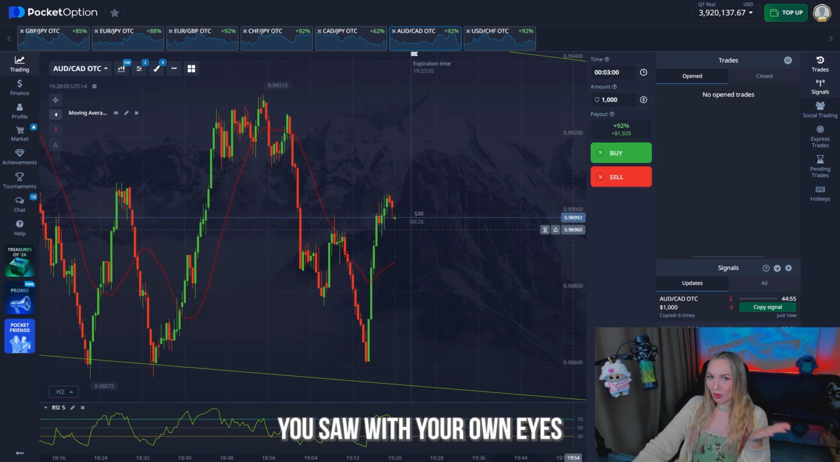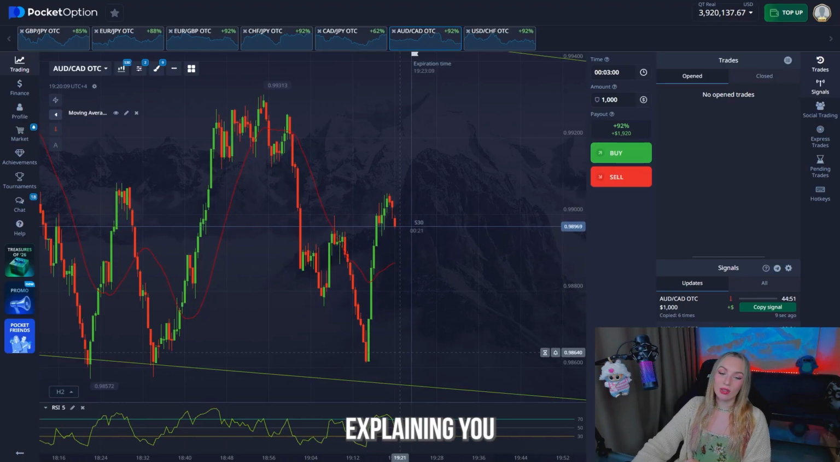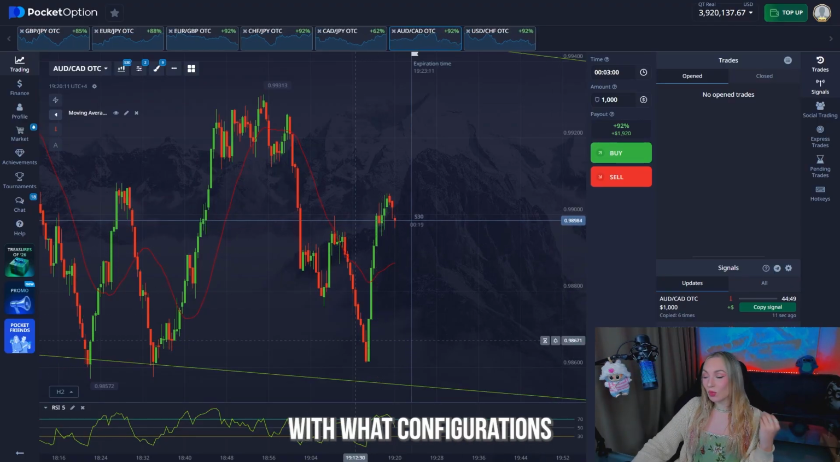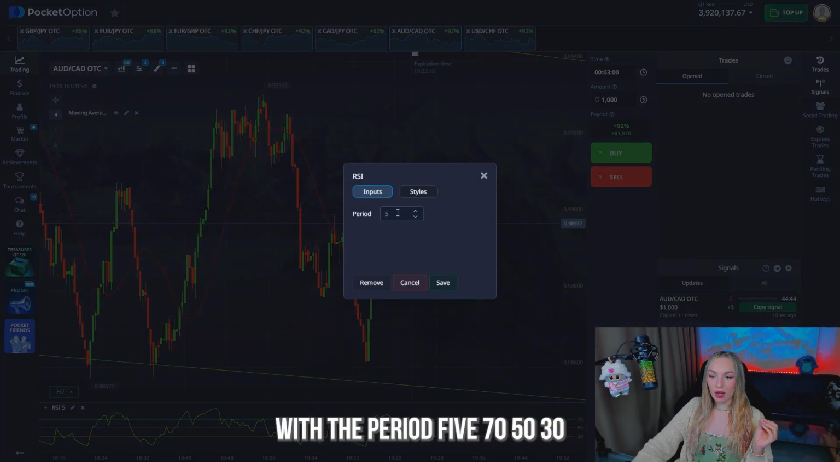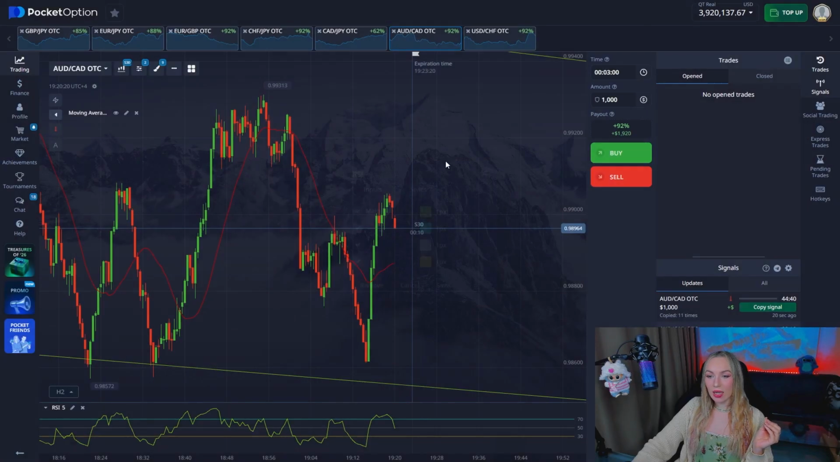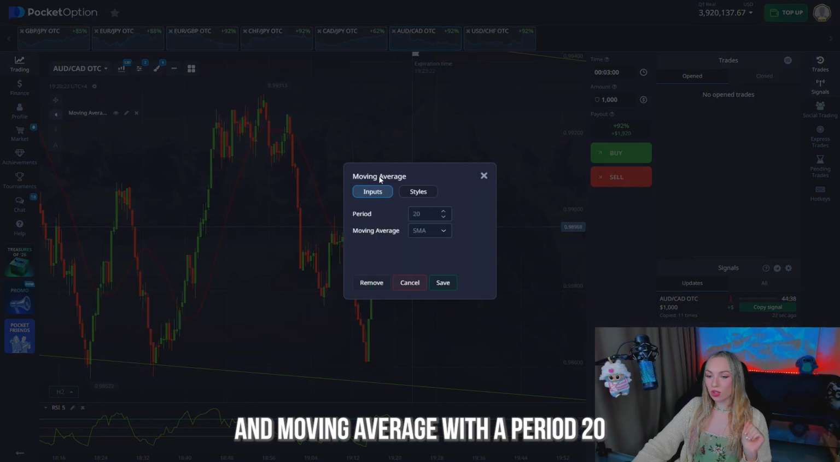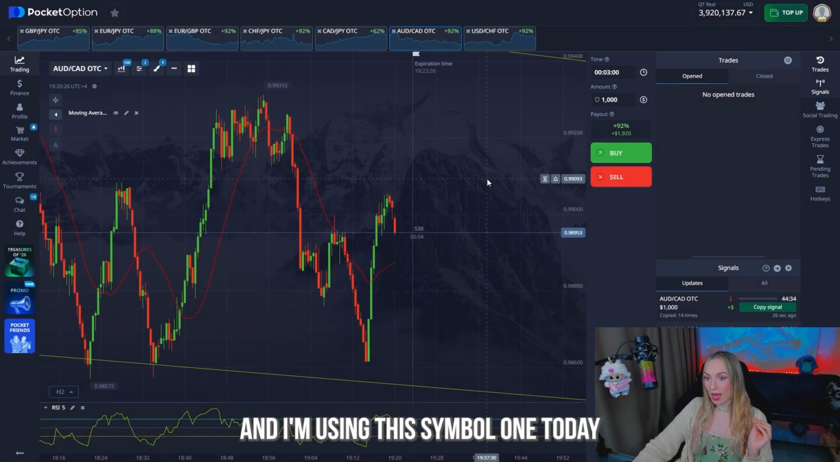Now you saw with your own eyes that this strategy works, and now I can finally start explaining you what indicators I'm using with what configurations. Let's start first with RSI with the period 5, 70, 50, 30. And moving average with the period 20, and I'm using the symbol 1 today.